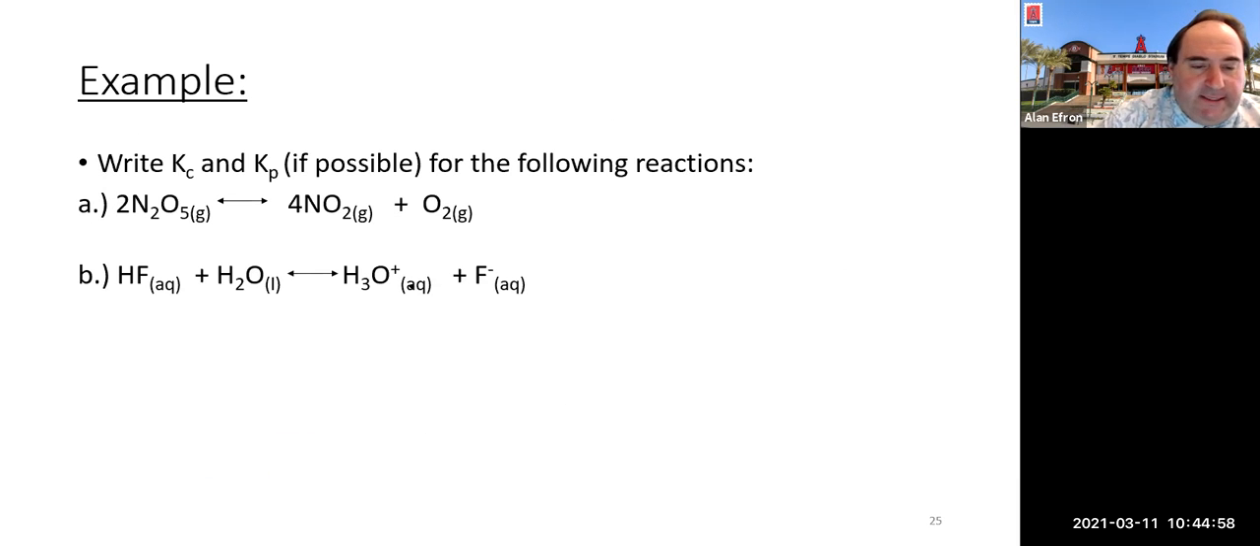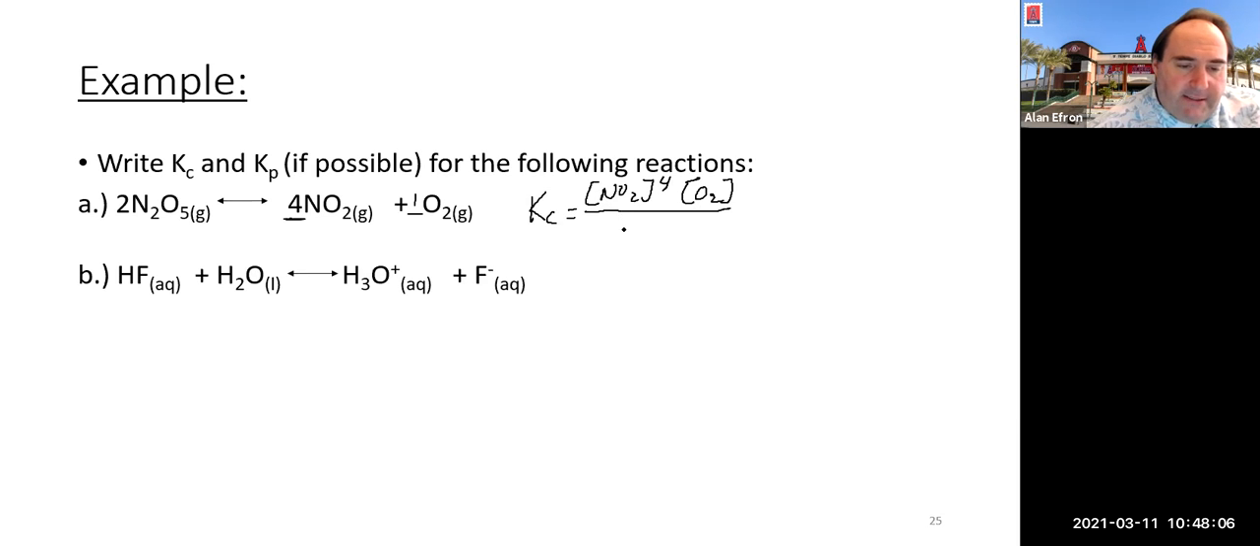All right, so I want to take a couple minutes here and write both the Kc and Kp, if possible, for each of these reversible reactions, and see what you come up with. Products over reactants. Let's take a look at the first one. We can write our Kc, which would be the concentration of NO2, and we do need to take it to the fourth because of the coefficient, times the concentration of O2. The coefficient here is 1, so we don't need anything there. That's going to be divided by our reactant, which is N2O5 squared.